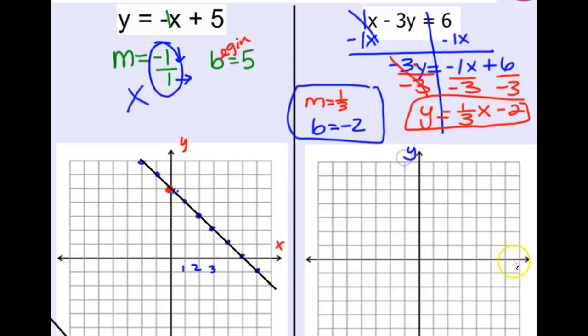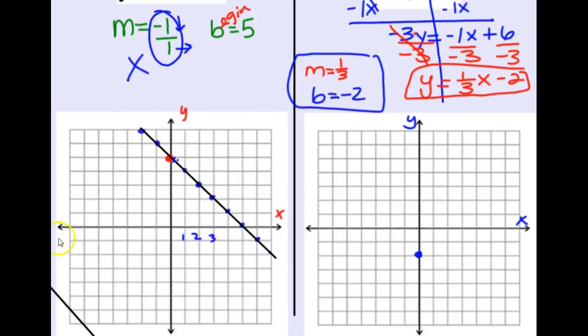So here's y, here's x. Our beginning, our y-intercept is -2, so start at down 2. And our slope is 1 over 3. Rise 1, run 3. So up 1, oops, don't put a dot there yet.